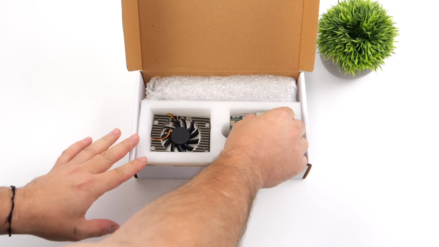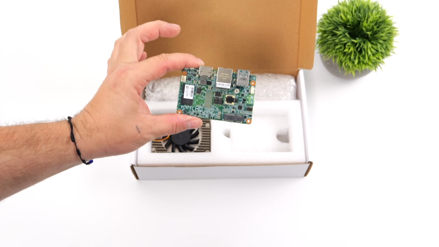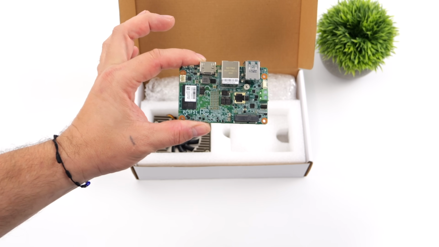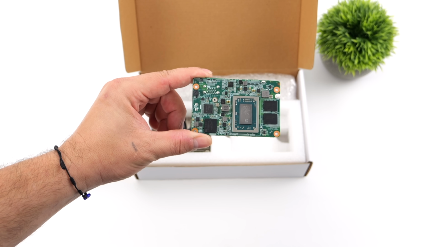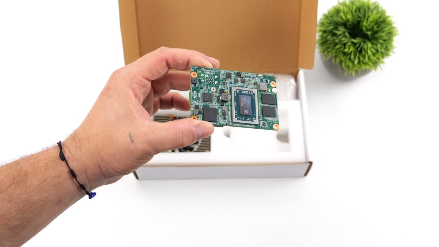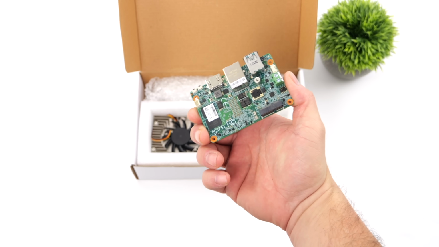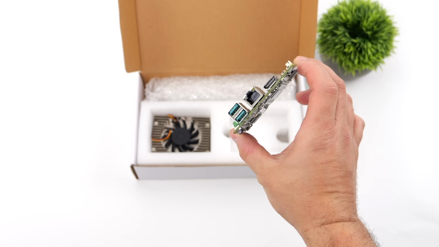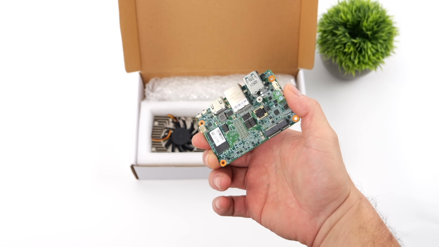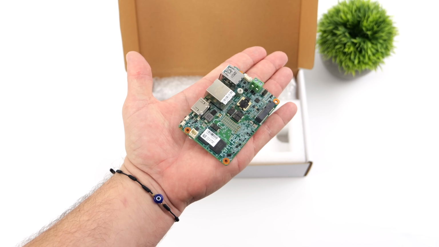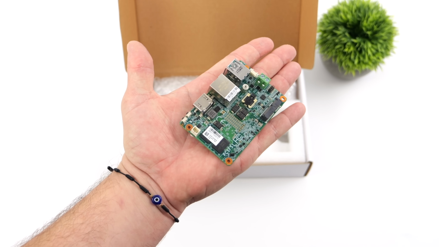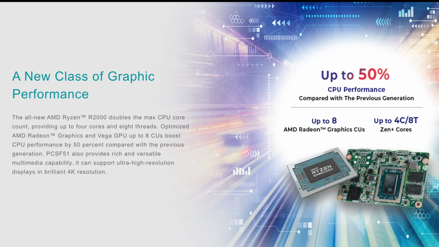Today we're going to be taking a look at a credit card sized Ryzen powered SBC, or mini PC, however you look at it. This is the all new DFI PCSF51, and last year we took a look at their older model with the Ryzen embedded R1000 series APUs, but in this one we've got the brand new R2000 series APU, which does offer a significant boost in CPU and GPU performance. They're claiming up to 50% more performance on the CPU side of things with R2000.